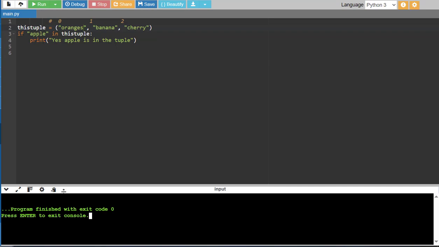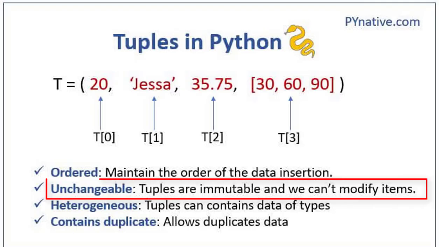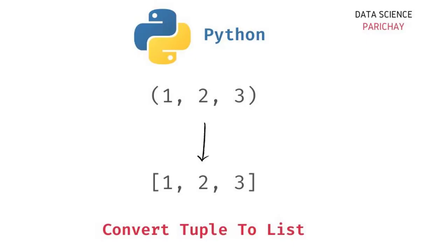And run the program. Now we don't get any output because this did not match any of the items in the tuple. Now, once a tuple is created, you cannot change its values. Tuples are unchangeable or immutable, but there is a workaround. So we can actually convert the tuple into a list. And because we can change lists, we can change the list and convert the list back into a tuple.